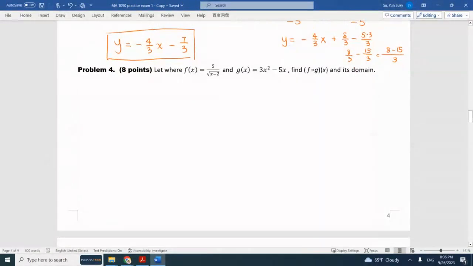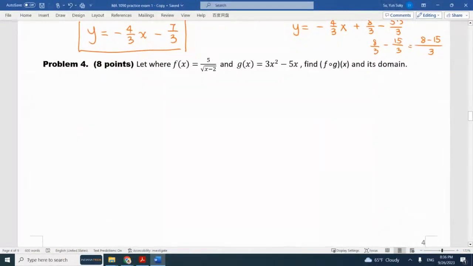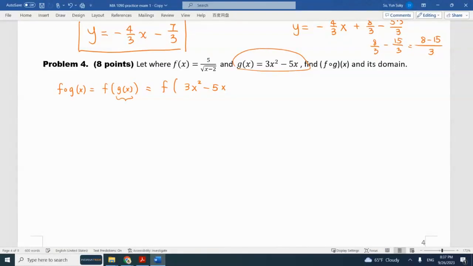Okay, problem 4. So we have two functions. We want to find the composite function and we want to find its domain. So f composite g is f of g of x. So you evaluate from the inside to the outside. What's g of x? Look at the problem. g of x is 3x squared minus 5x.